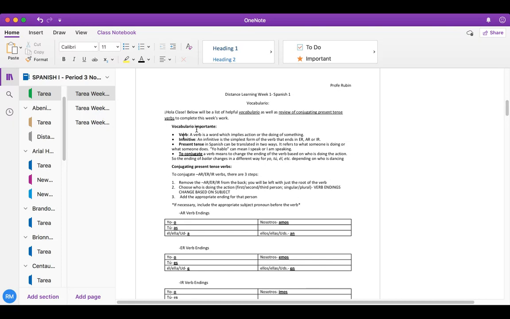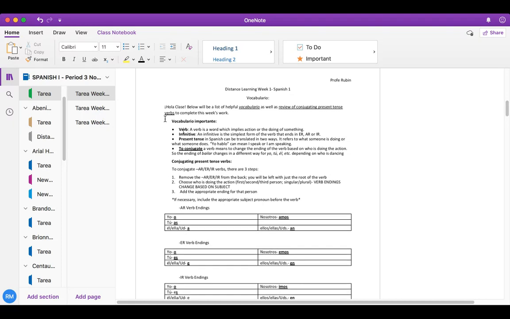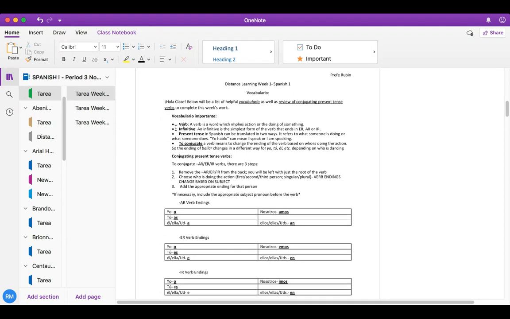There are a few important vocabulary terms, so if you can follow my mouse, I'm here, it says vocabulario importante, important vocabulary. A verb is a word that implies an action. Verb is an action word. I also use the word infinitive to describe a verb, mostly in Spanish. I use the word infinitive to describe the simplest form of a verb. So a verb that's an action, but the word itself ends with AR, ER, or IR.